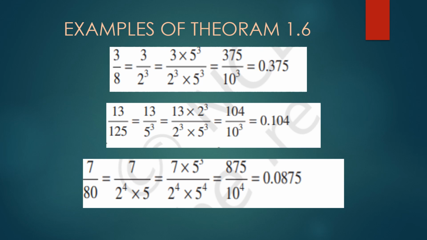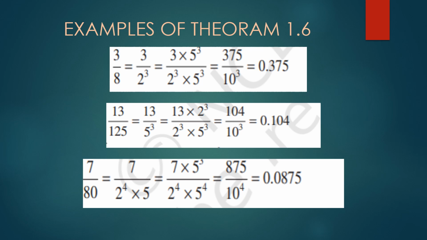The next example, 13 upon 125, is equal to 13 upon 5 cubed. What is the prime factorization of 125? 5 into 5 into 5. So that is 5 cubed, which I already mentioned in the above example also. Now here there is a reverse order. 5 is there and 2 is not available. So we will multiply by 2 cubed.